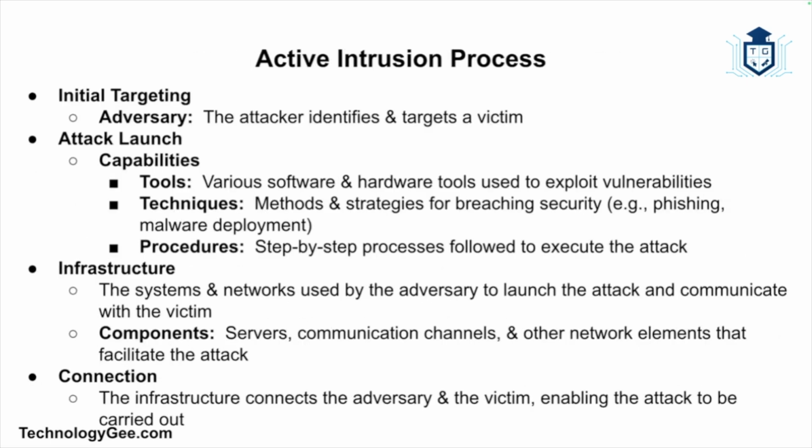An active intrusion starts with an adversary targeting a victim. The adversary may use various capabilities along with some form of infrastructure to launch an attack against the victim. Capabilities can be various forms of tools, techniques, and procedures, and the infrastructure is what connects the adversary and the victim.